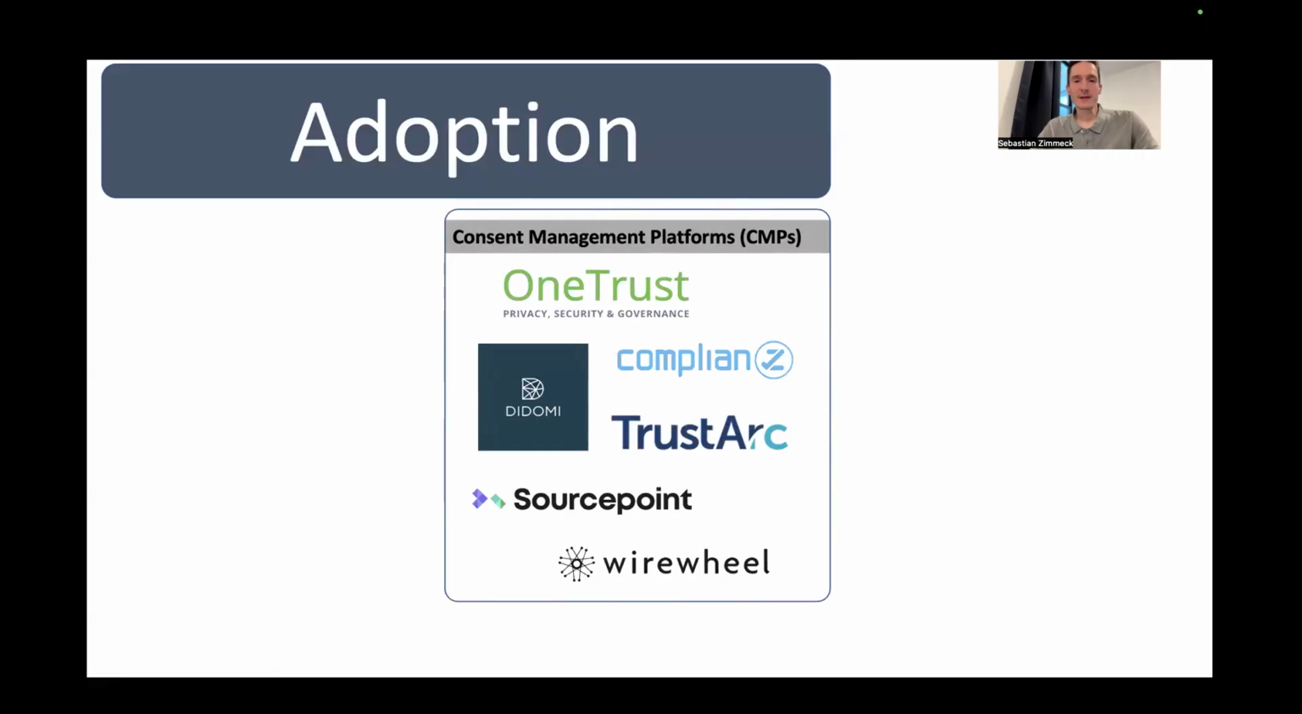The adoption of GPC, let's talk a little bit about that. One important mechanism to drive adoption of GPC are consent management platforms. If you have a website or an app and you have to comply with GPC, for example, under the California Consumer Privacy Act, that's a requirement. If you are a business that falls under this law, then you can use your own custom implementation, or you can use a consent management platform, for example, OneTrust or Didomi. And all of these have support for global privacy control.